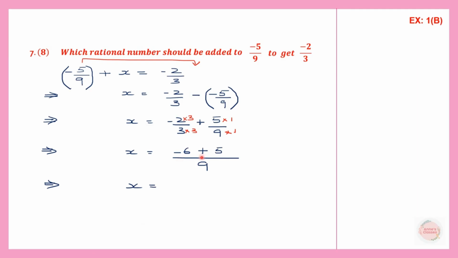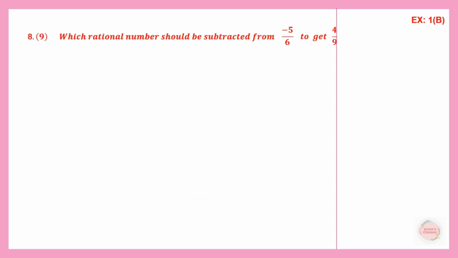The signs are different, isn't it? So we put the sign of the bigger number and we subtract. 6 minus 5 is 1. 1 by 9. So what is our final answer? Minus 1 by 9. So this number that we have found is the rational number that should be added to this to get minus 2 by 3.